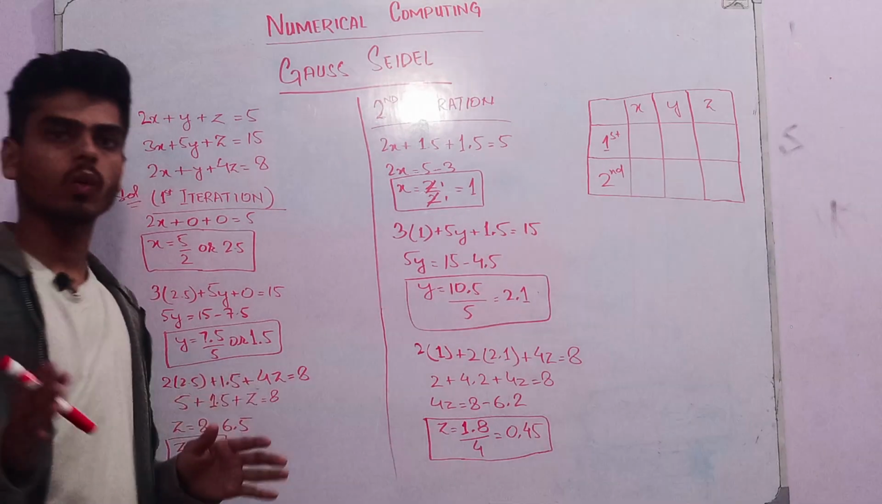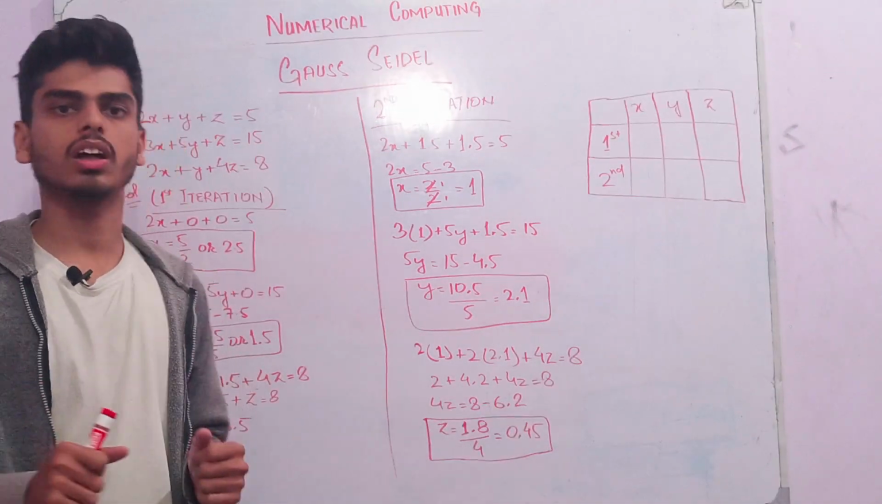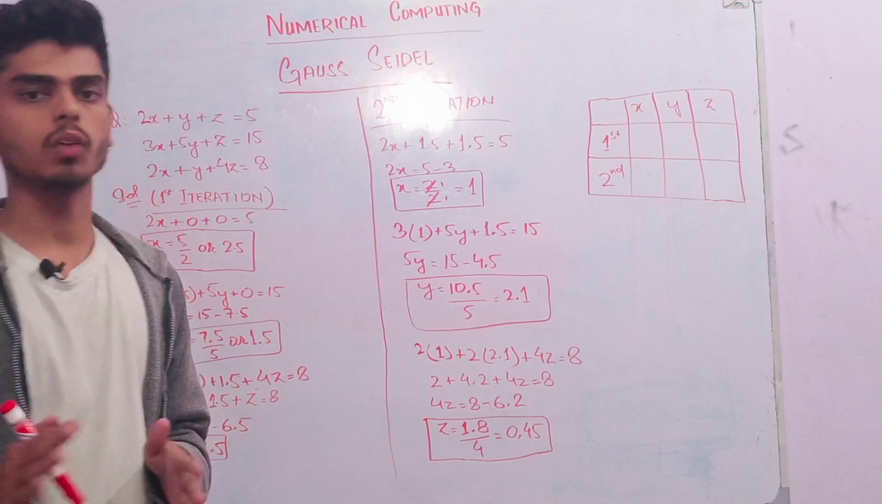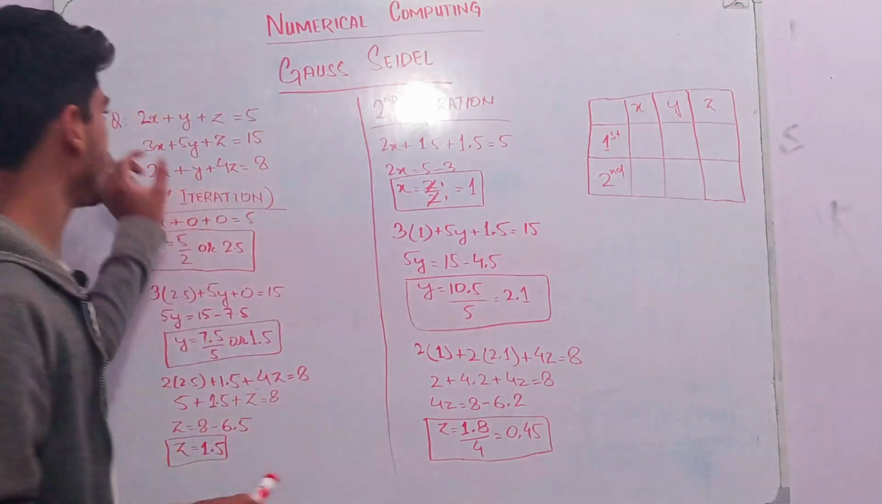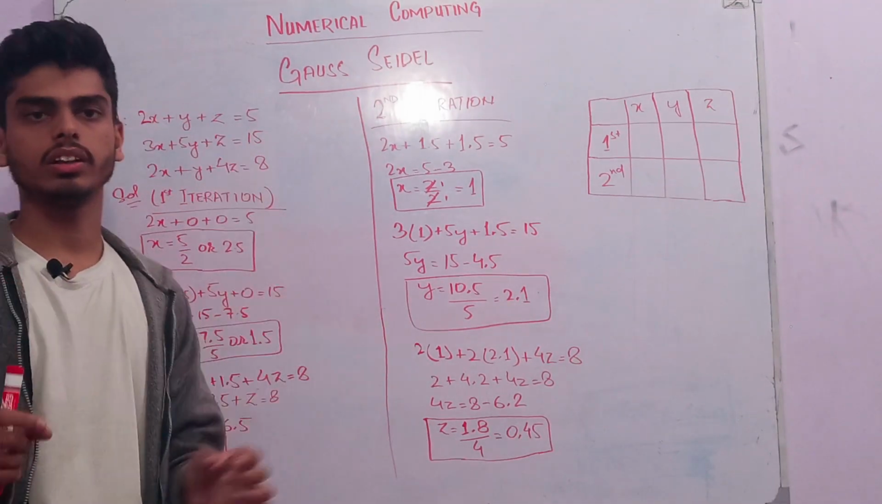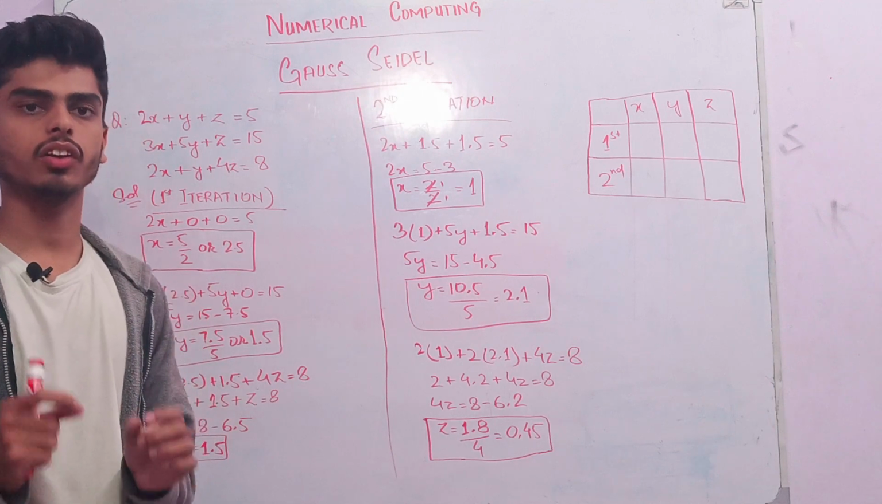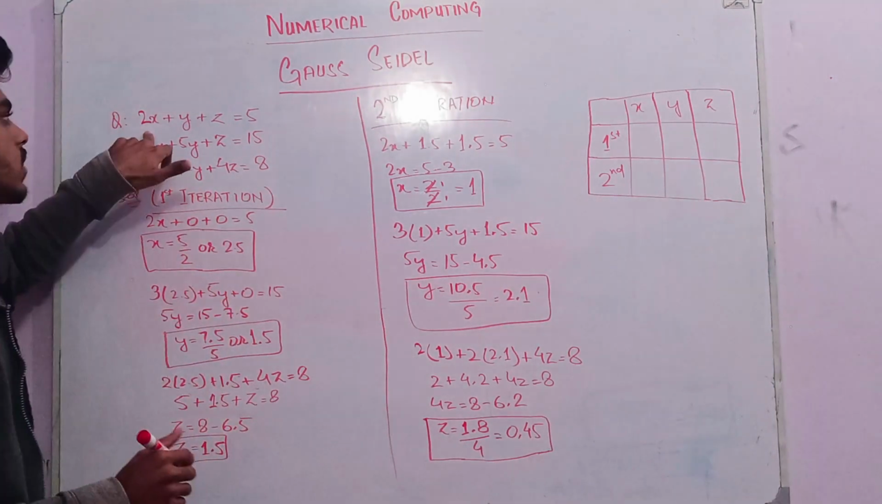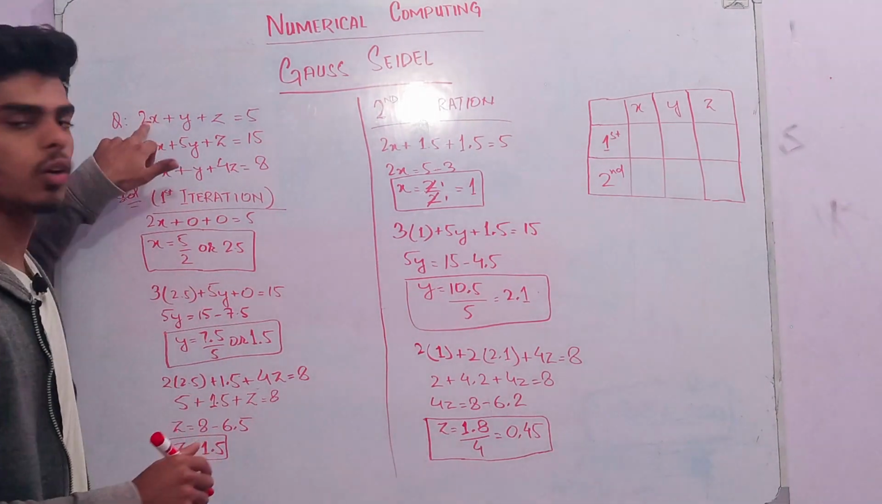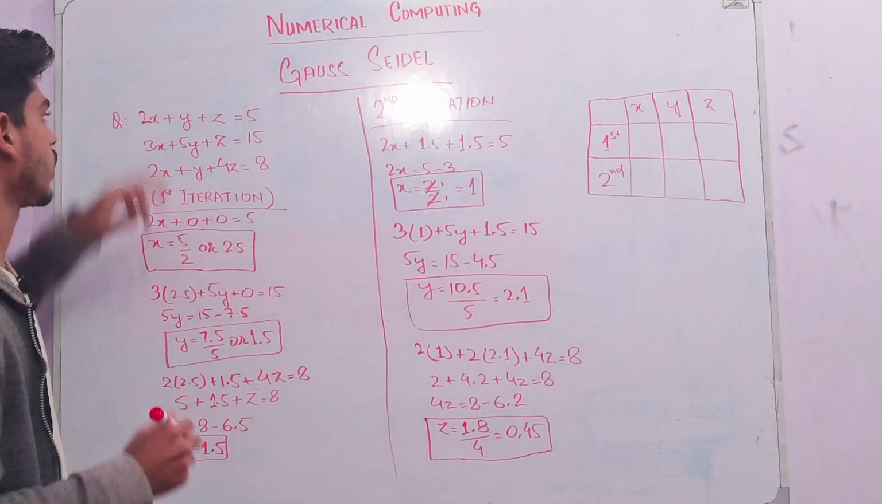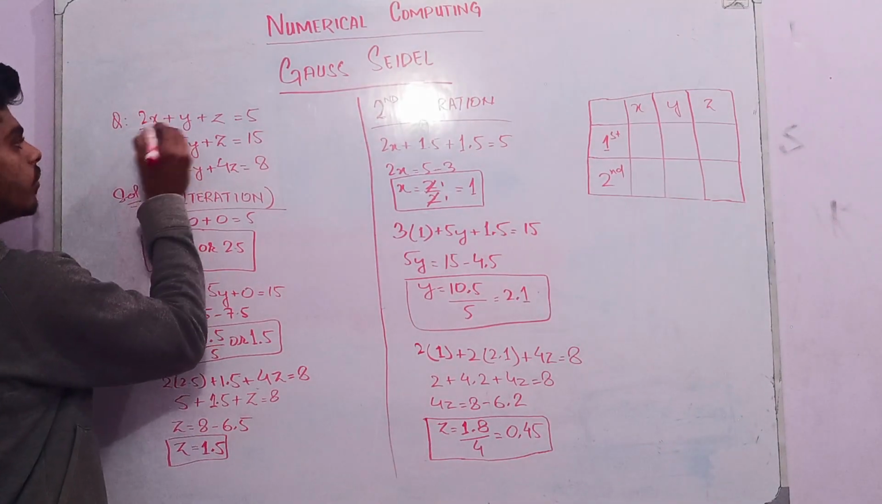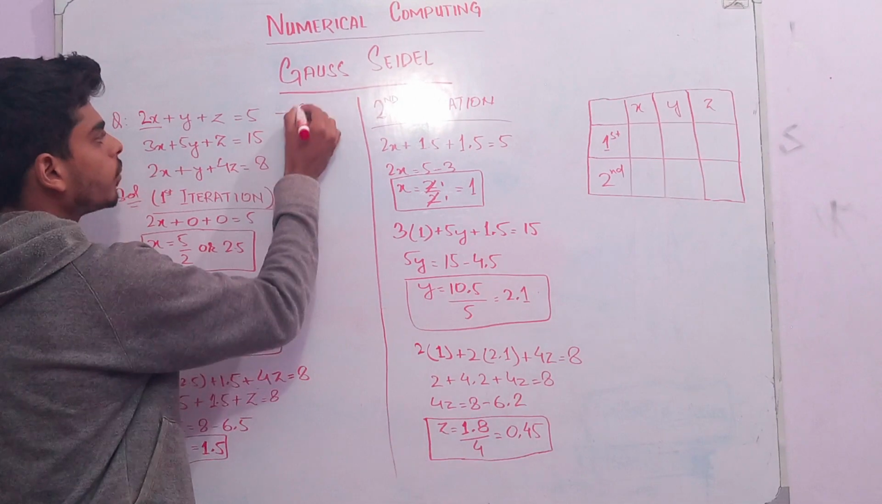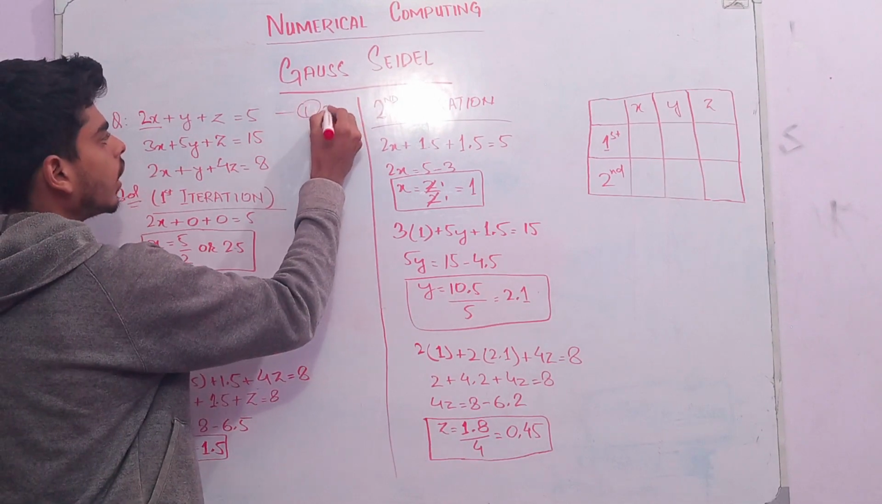As we know, and if you watched our previous video on the Gauss-Jacobi method, you know that we always look for the greater, dominant coefficient of a variable. So in the first equation, we have the dominant coefficient of variable x. So from this equation, we're going to find x.